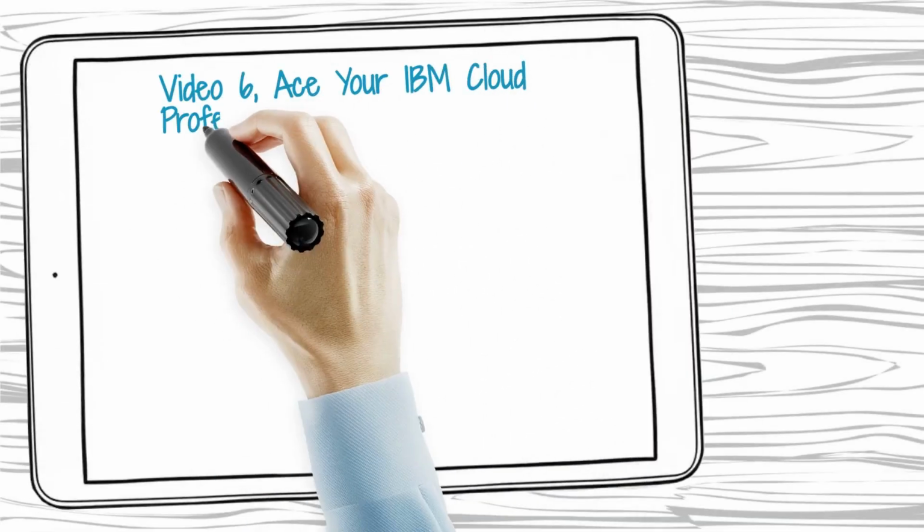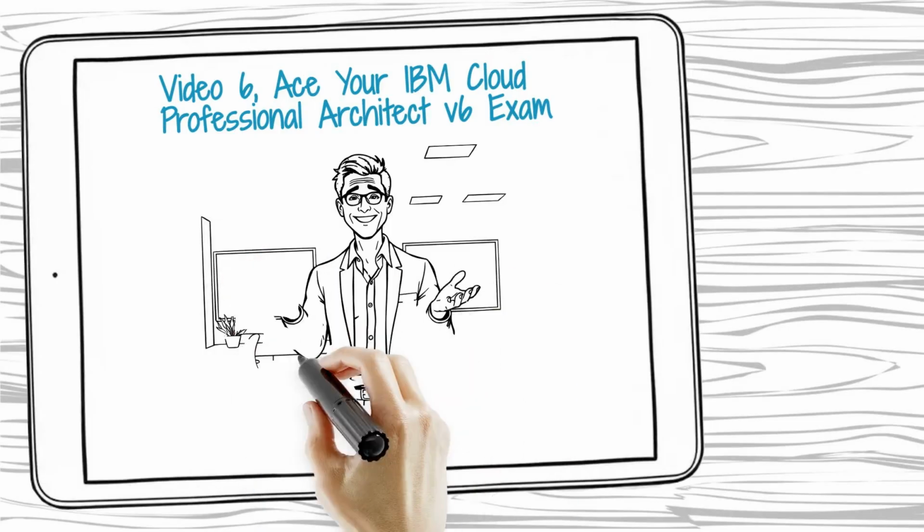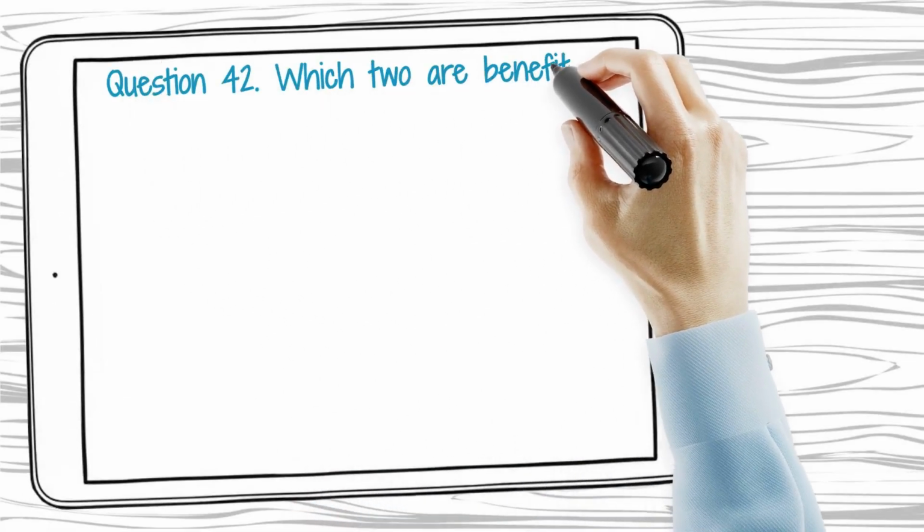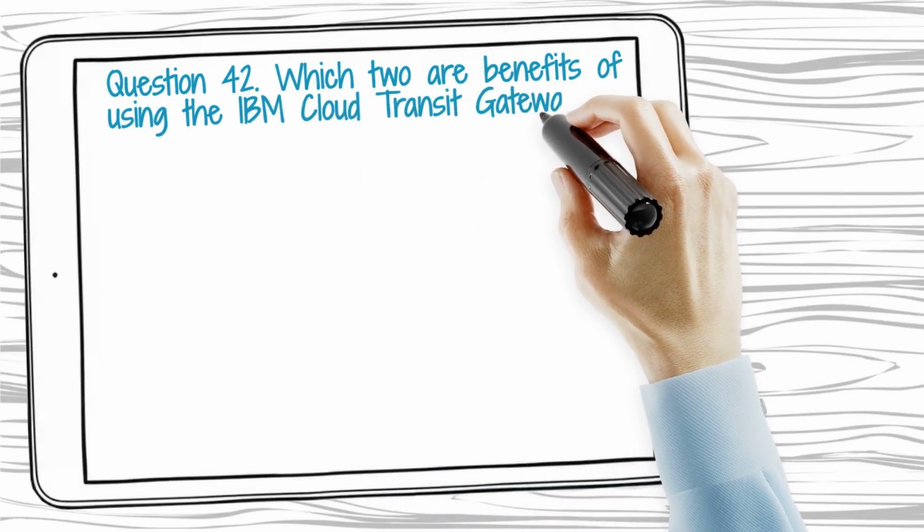We're continuing our journey through the IBM Cloud Professional Architect V6 exam series today. Question 42. Which two are benefits of using the IBM Cloud Transit Gateway to connect IBM Cloud VPCs?